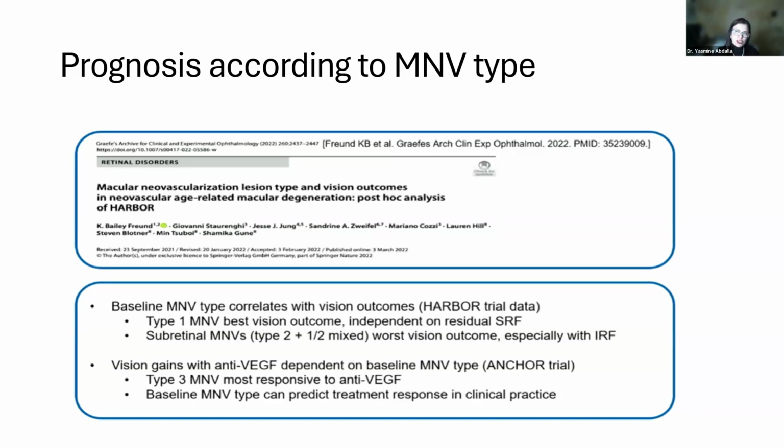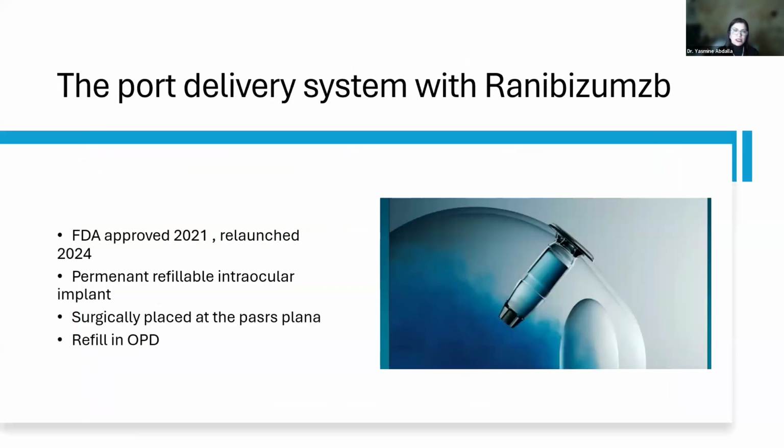So when you have this knowledge, when the patient asks you how many injections you anticipate, if you know this, you could tell them, well, your type of neovascular membrane tends to require more injections or fewer injections, etc. Now back to the new and exciting.